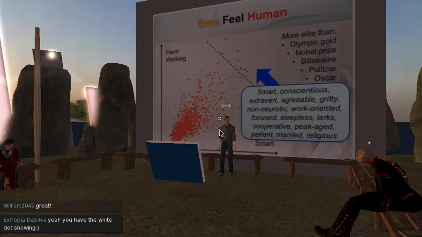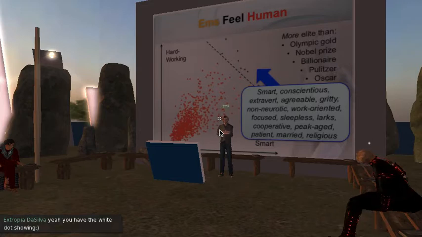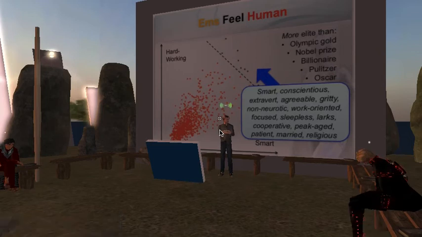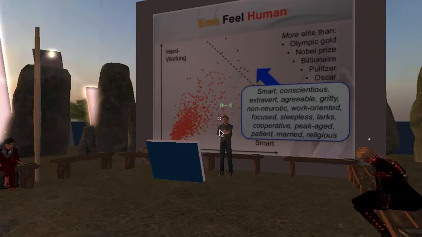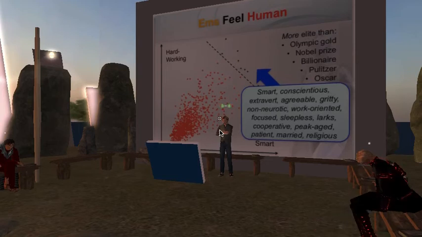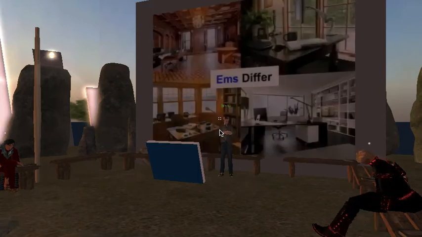That makes emulations, compared to humans, more elite than the typical Olympic gold medalist, Nobel Prize winner, head of state, billionaire, etc. And we know a lot of things about how productive people in our world differ from the average person, so we can use that to predict various features of the emulations. They'll tend to be more smart, conscientious, extroverted, etc., probably even married or religious. They'll tend to be near a peak age of their career. Most emulations are at the peak of their career, just a peak of productivity. But again, they're still within the range of human variation.